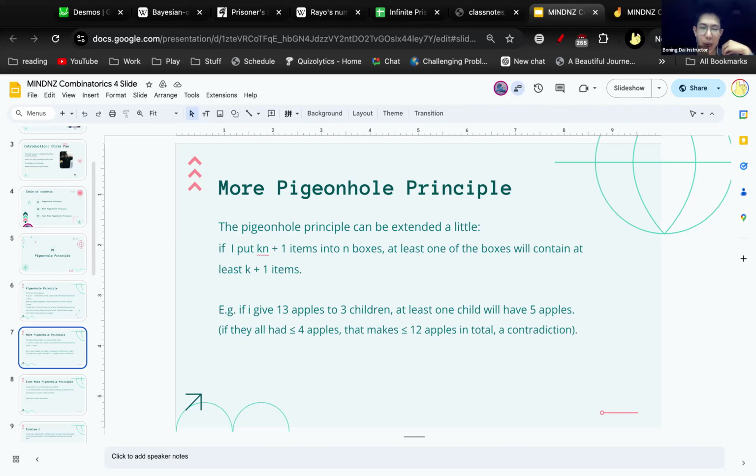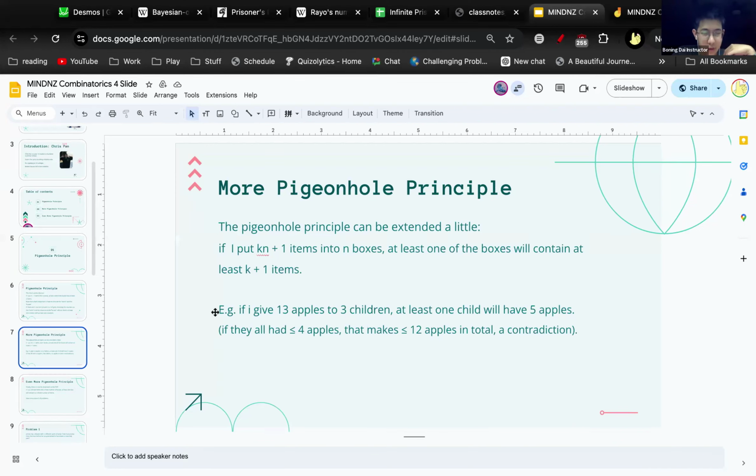Either when we place the first kn items, there were k items in each box after we finish placing them. In that case, if we place the single item into any box, then it'll increase the number of items in that box by 1, and there's going to be k plus 1 items in that box. And if we didn't have that arrangement, then there must have been at least k plus 1 items in a single box after we place the first kn in, and the last item doesn't matter anyways. So in either case, at least one of the boxes contains at least k plus 1 items.